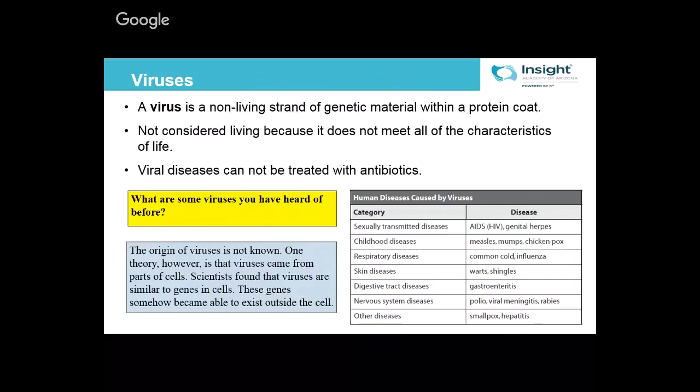Viral diseases cannot be treated with antibiotics. They can be prevented with vaccinations. There is antiviral medication, and that just boosts your immune system to respond to the virus. So what are some viruses that you've heard of before? Maybe like chickenpox, herpes that you get on your mouth, like the herpes cold sore.